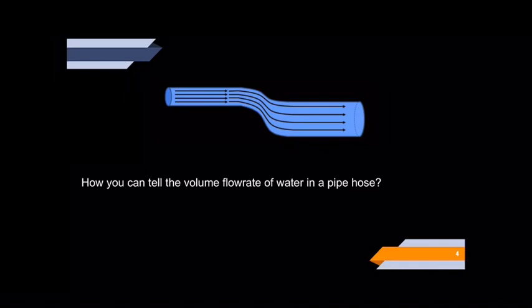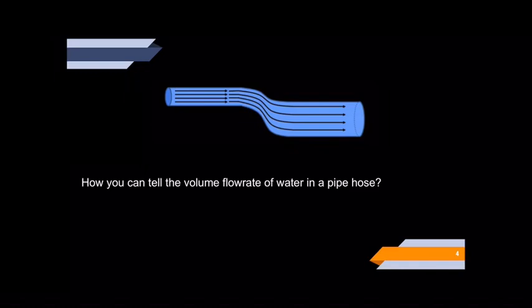How can you tell the volume flow rate of water in a hose? For example, if you have a hose connected to a tap, and you want to know the flow rate of the water coming out from the hose, some of you will likely answer with something very simple and feasible. You let the water flow out from the hose and pour into a 1 liter bottle, and you count the time. You use a stopwatch to see how long it takes to fill up the 1 liter bottle.